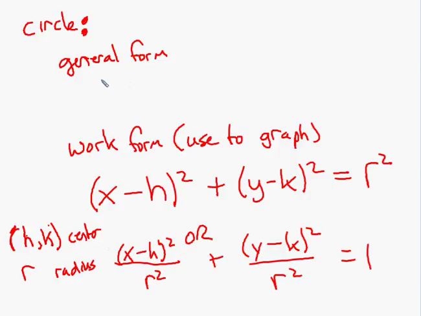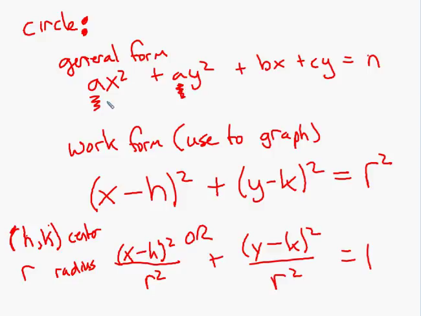Now our general form is going to look something like x squared plus ay squared plus bx plus cy equals some number. It's important that the coefficients in front of x squared and y squared are the same if it's a circle. Whenever we have general form, we need to get it into work form. There's a lot of work in that. I don't know if we'll get to that today, but we'll see. Oh, we will.